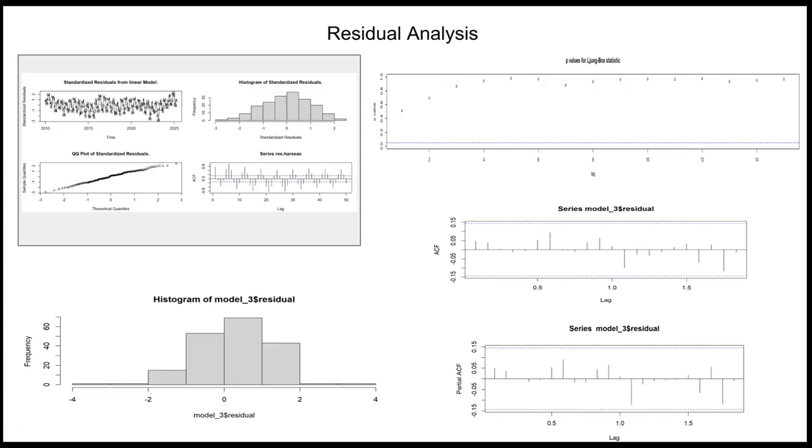As seen in the diagnostic plots, standardized residuals fluctuate randomly around 0. The ACF of residuals shows no significant lags. The residual histogram depicts normality, and the Ljung-Box test p-values remain above the 0.05 threshold, indicating no autocorrelation. These results confirm that the residuals behave like white noise, suggesting our model is well specified.